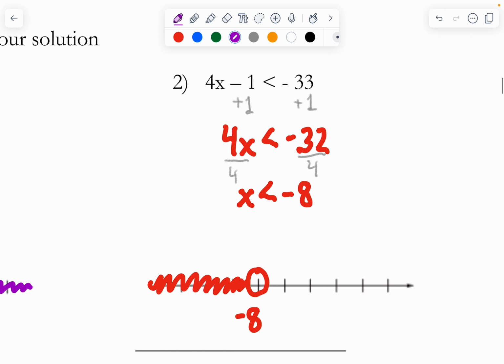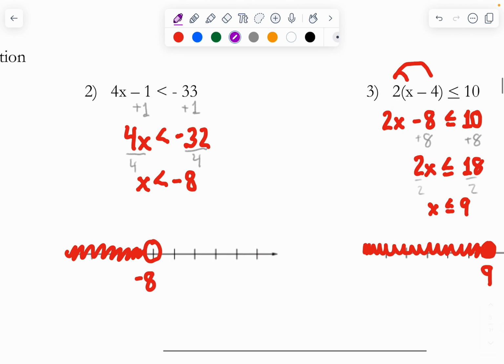Okay, looking at 2, right, we have a 2-step. We're going to add 1 to both sides, divide by 4. Again, we do not flip this inequality. This is where things get tricky. A lot of times we're worried about flipping or not flipping. That -32 is just a -32. The 4 that I'm dividing by is positive, so that's why I do not flip the inequality here.